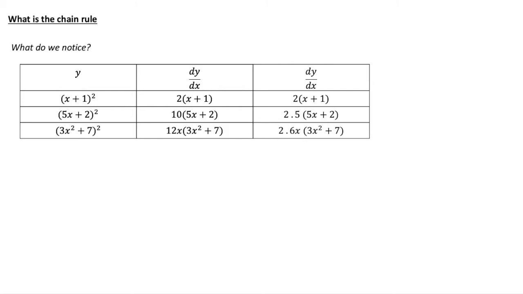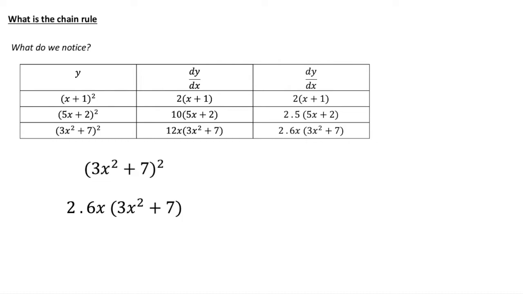Now some of you might notice there's something interesting happening there, but we are going to look at that last example and pick it apart, as it were. So we've got the function (3x squared plus 7) all squared, and we've found that dy by dx is 2 times 6x times (3x squared plus 7). The most important thing we notice is that the bracket is the same, and that's true for the other functions in our table.